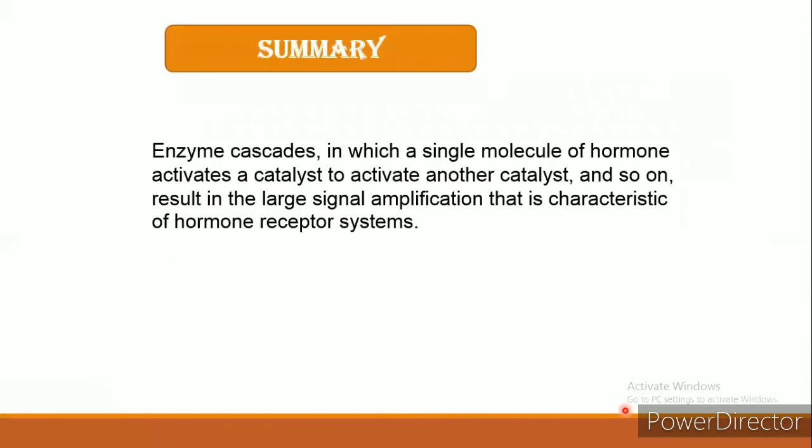Then the summary of this cascade: in enzyme cascades, a single molecule of hormone activates a catalyst to activate another catalyst, and the process carried on like this results in the large signal amplification that is characteristic of hormone receptor systems.